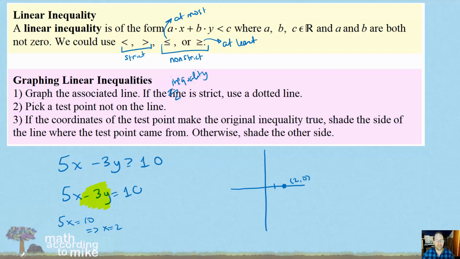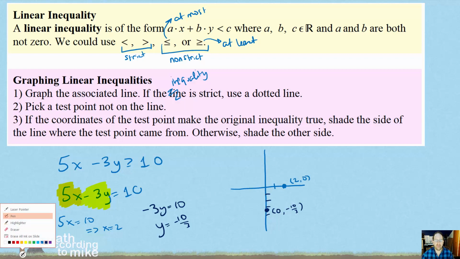Now we'll find the y-intercept by setting x equal to 0. If I set x equal to 0, that gives us the equation negative 3y equals 10. So solving for y, I get negative 10/3, or negative 3.3 repeating. So plotting the point 0, negative 10/3, so about right here. I would say 0, negative 10/3. So I have 2 points.